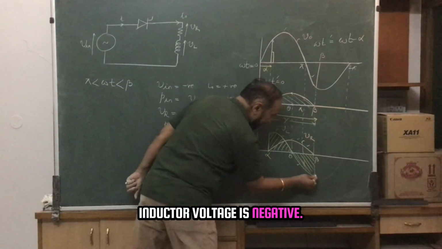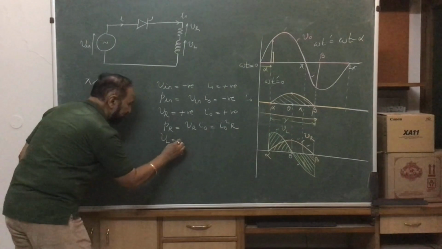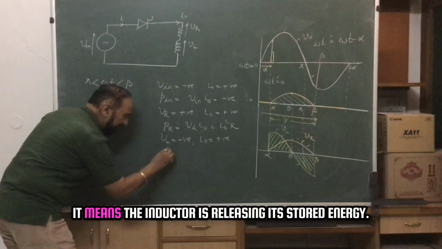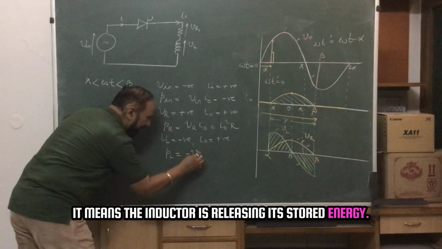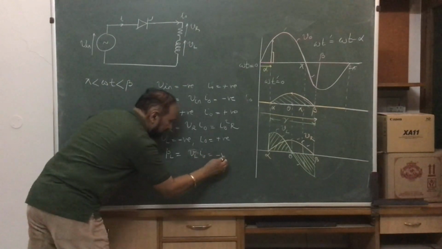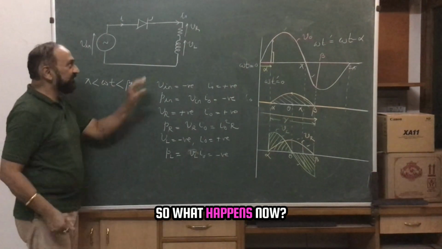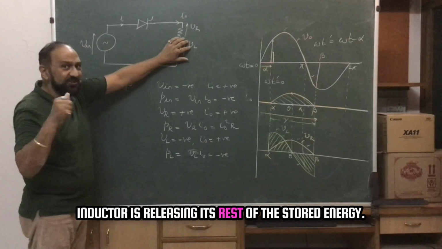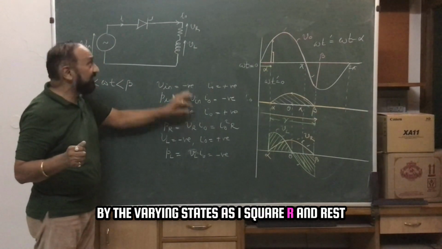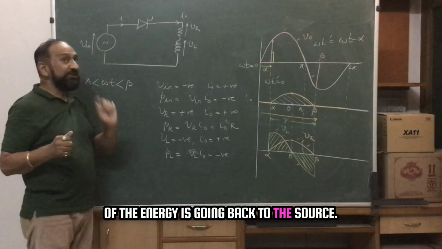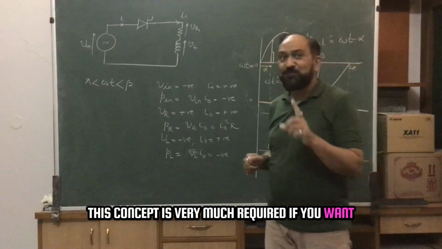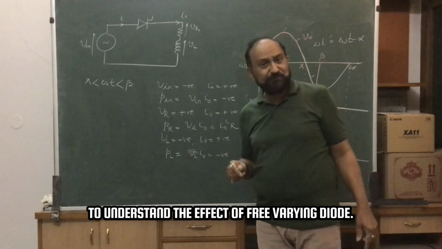Inductor voltage is negative. Current through inductor is positive. It means the inductor is releasing its stored energy. So what happens? Now inductor is releasing its rest of the stored energy. Part of the energy is consumed by the resistance as I square R, and rest of the energy is going back to the source. This concept is very much required if you want to understand the effect of freewheeling diode.